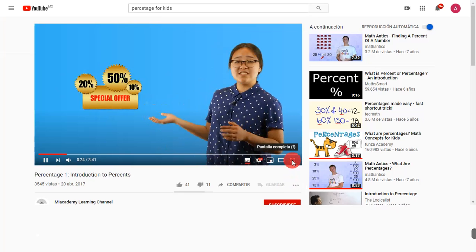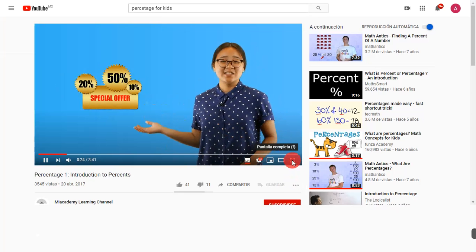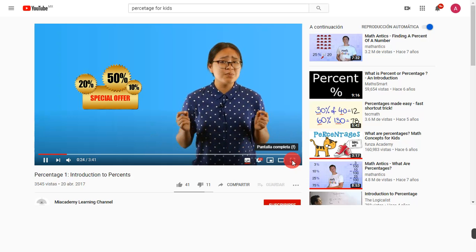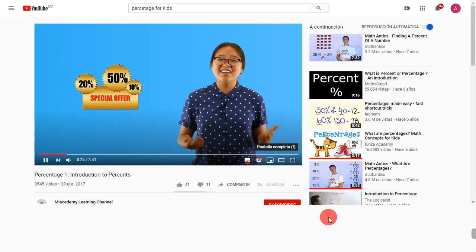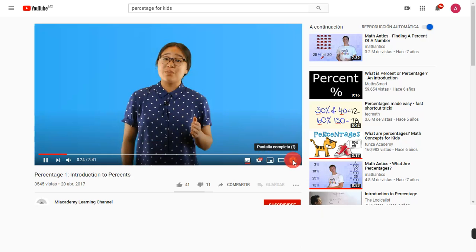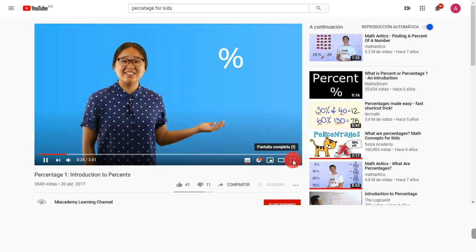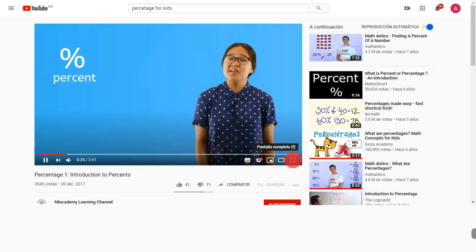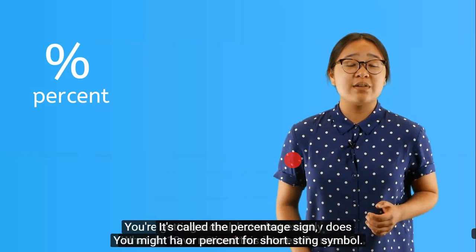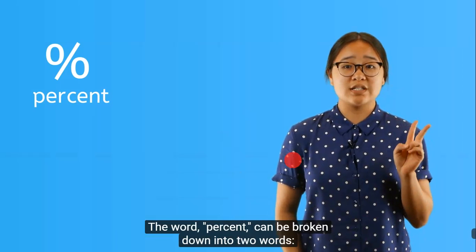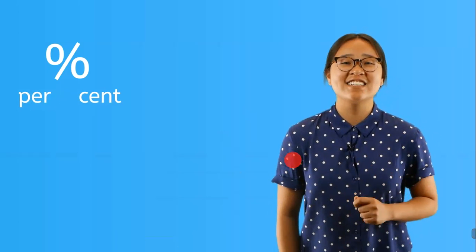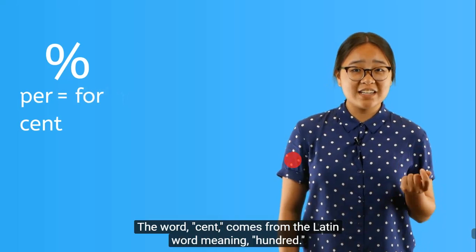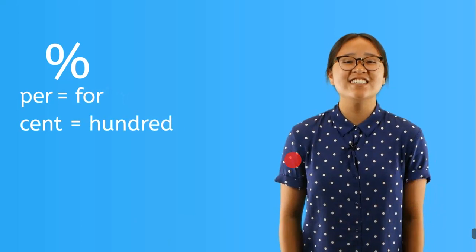Have you ever been to shops and seen signs like these? What do these numbers and symbols mean? You're getting a deal, but what exactly does 10 or 20 or 50% off mean? You might have noticed this interesting symbol. It's called the percentage sign, or percent for short. The word percent can be broken down into two words, per and cent. The word per means the same as for. The word cent comes from the Latin word meaning 100.